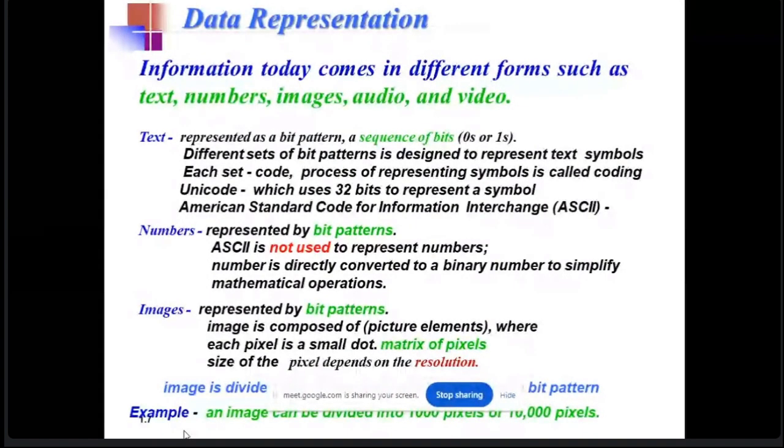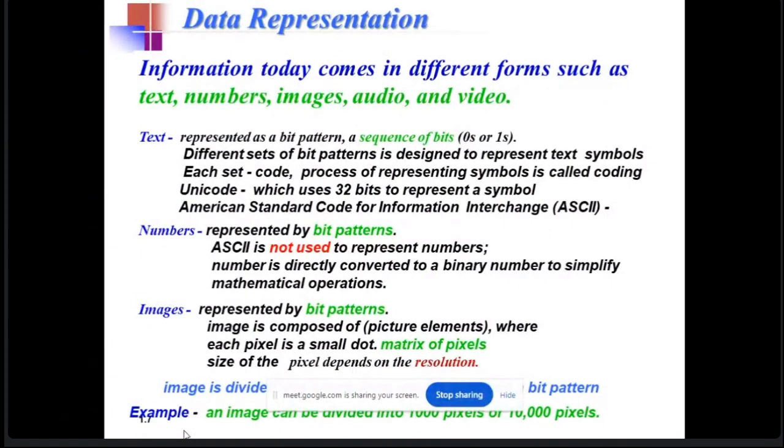So that is text. Next, we go with numbers. Numbers are also represented by bit patterns, a sequence of zeros and ones. ASCII is not used to represent numbers. Instead, the number is directly converted into a binary number, zeros and ones. And to simplify mathematical operations, we may use number systems, or convert it into bit patterns. The third one is images.